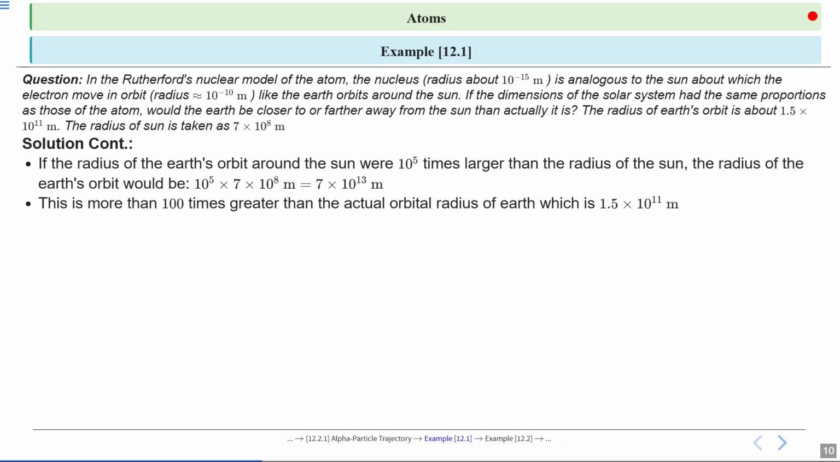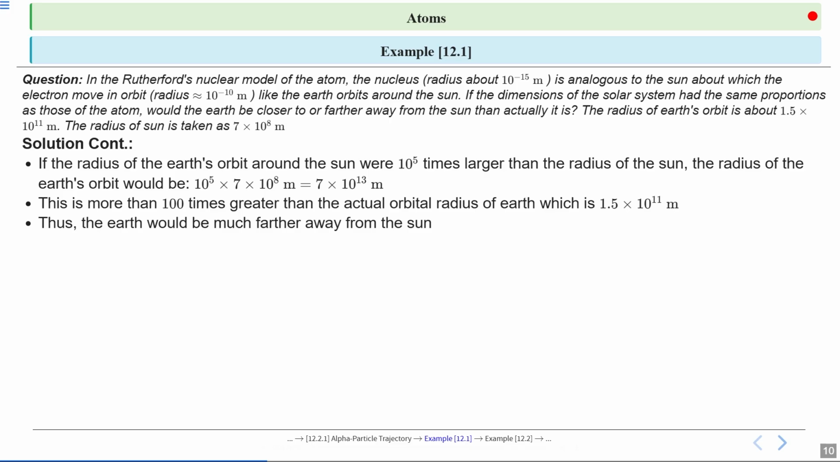Now let's compare the scaled up orbital radius to the actual radius of Earth's orbit, which is 1.5 times 10 to the power 11 meter. Notice that 7 times 10 to the power 13 meter is more than 100 times greater than the real distance. This shows just how much farther away the Earth would be from the sun if the solar system had the same proportion as the atom. So what does this mean? It means that in this analogy, the Earth would be much farther away from the sun than it actually is.